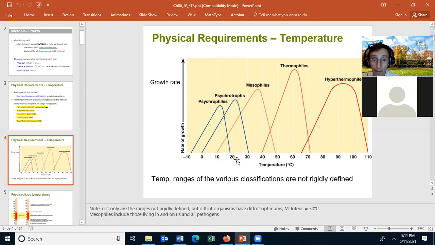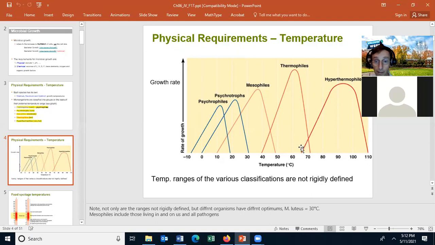Mesophiles are organisms that grow best around 37 degrees Celsius. All human pathogens are mesophiles, and that's because mesophiles grow at our body temperature. And so an organism that grows at our body temperature would be or could be a human pathogen, and that's the temperature that all human pathogens grow at.